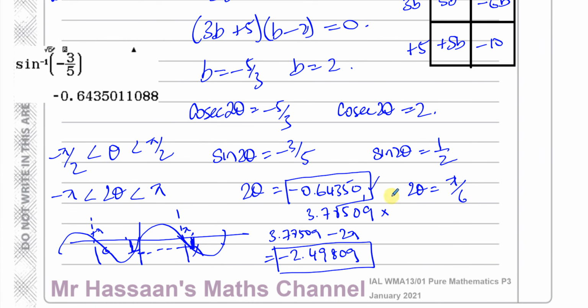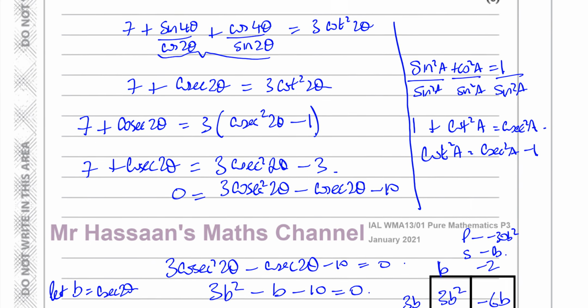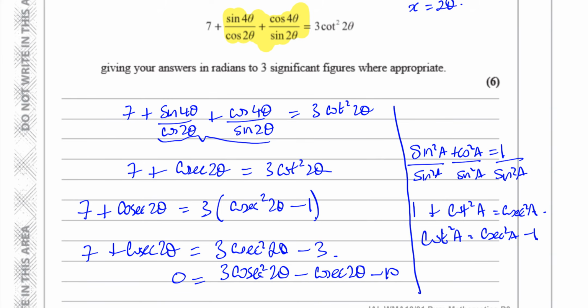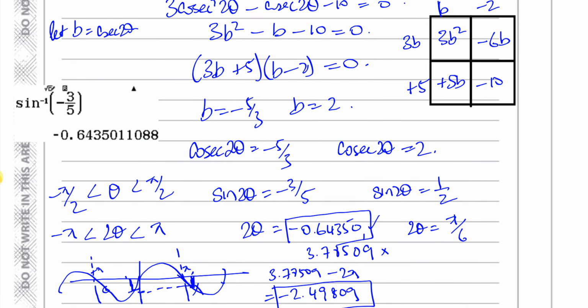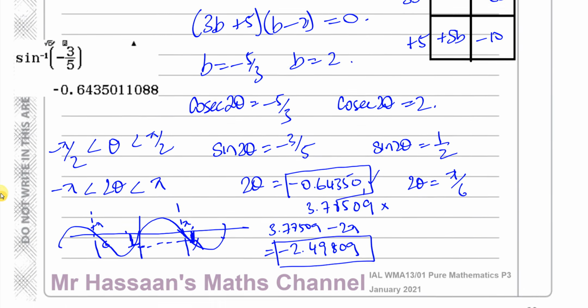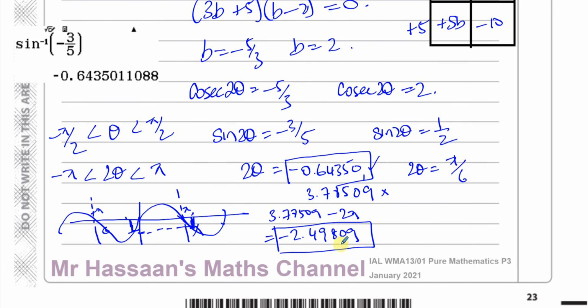And now, does it give that? I think it says all of them 3SF where appropriate. Okay, so I don't need to put this to 3SF because it says where appropriate. It's appropriate for this one because it doesn't give you something in terms of pi. This one is not appropriate. You can leave it in terms of pi because it's one of those exact pi values here. So pi over 6. So 2 theta equals pi over 6. That's one of the solutions.